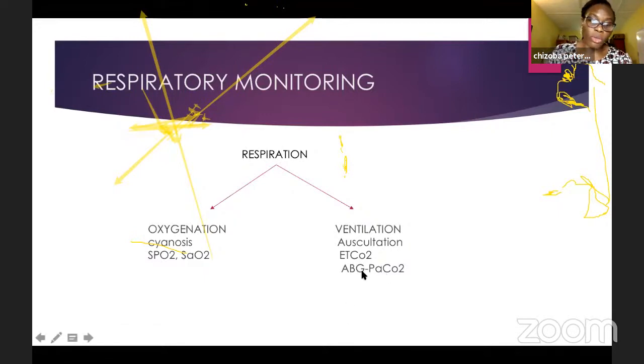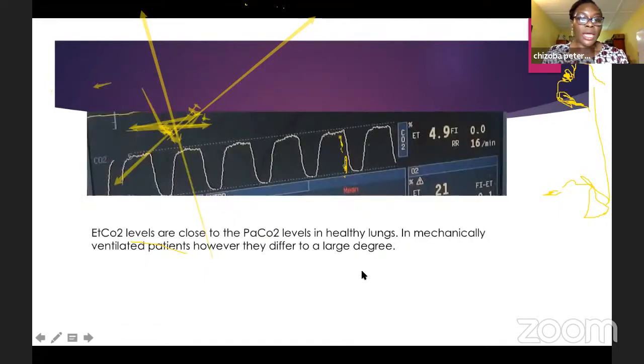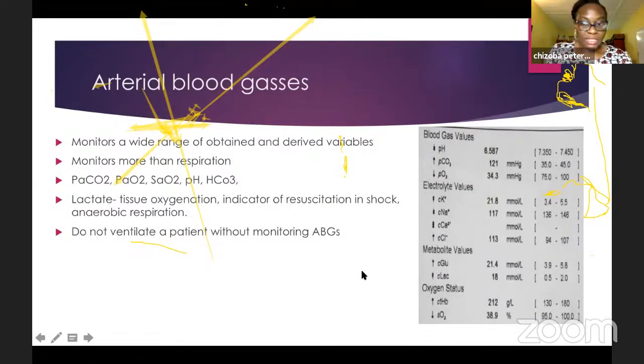But the more important thing is your arterial blood gases. As we all know about arterial blood gases, remember that it shows us a wide range of variables. Some of them are obtained and some of them are derived. Now, it monitors our respiration, but a host of other things, PaCO2, PO2, SaO2. Remember to check on your lactate if you have that on your blood gases, because that tells you about tissue oxygenation, and it's an indicator for how well you're resuscitating patients in shock. Please, all centers, do not ventilate patients and sedate and paralyze without checking ABGs. By the time you're looking out for sweating and for signs to check if your patient is hypercapnic, it may be too late.